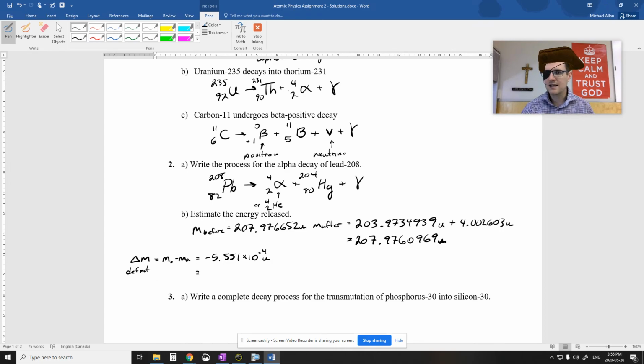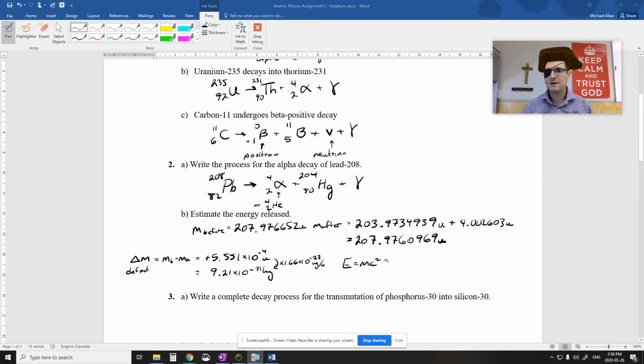I'm going to change that into kilograms, times by 1.66 times 10 to the negative 27. But you don't have to worry about the negative there. 9.21 times 10 to the negative 31 kilograms. There's more decimals there. Just remember that that's just times-ing by that 1.66 times 10 to the negative 27 number. Then I'm going to take that and put it over here, in the E equals mc squared formula.